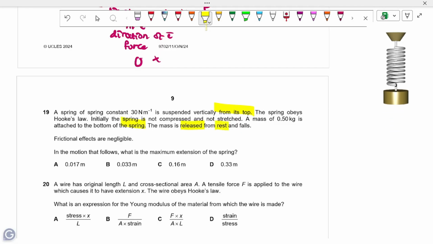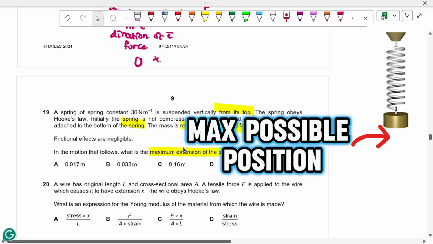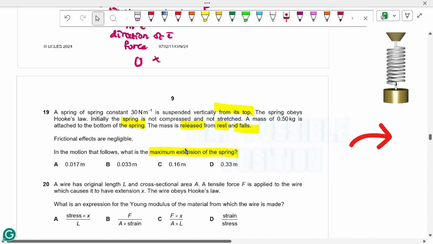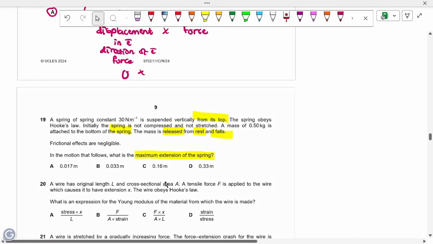The mass is released from rest and falls. Frictional forces are negligible. What is the maximum extension of the spring? Okay, so the spring is going to move down and it's going to arrive at that position as shown. So that's the maximum possible position in which it can be stretched. Then you ask yourself, what is the maximum extension?